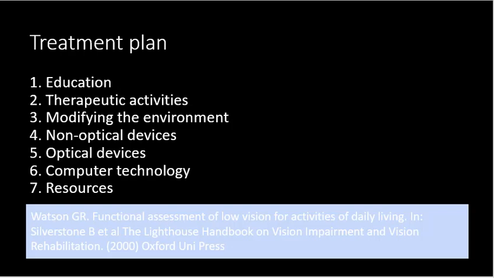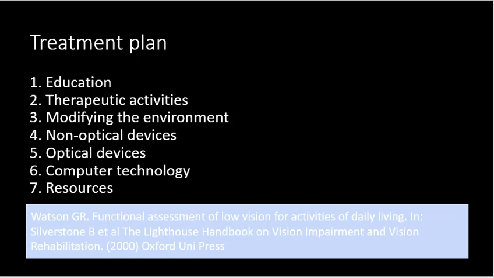Devising an appropriate treatment plan for a patient is crucial, and Watson, whose reference I've put up here for you, suggests a 7-step treatment plan where teaching new skills comes after patient education. The importance of appropriate patient education has also been demonstrated for ophthalmic treatments, for example, anti-VEGF therapy for neovascular age-related macular degeneration. So the first step of the treatment plan includes education, telling the patient about their eye disease, prognosis, expectations from the low vision intervention, and so on.